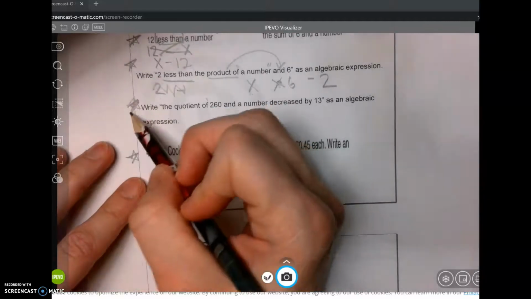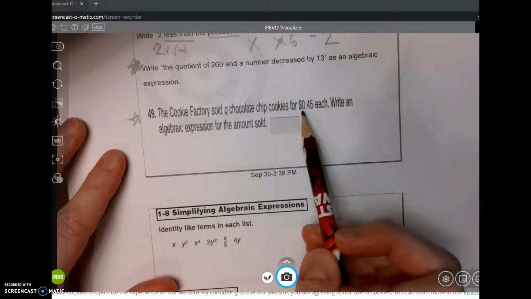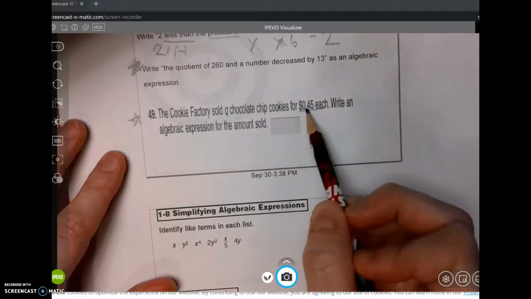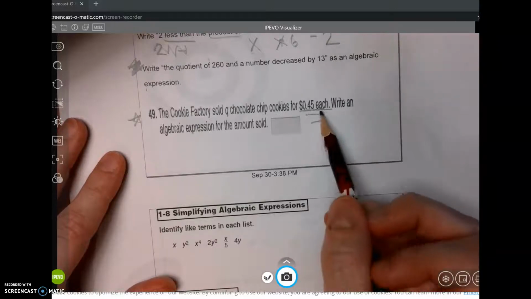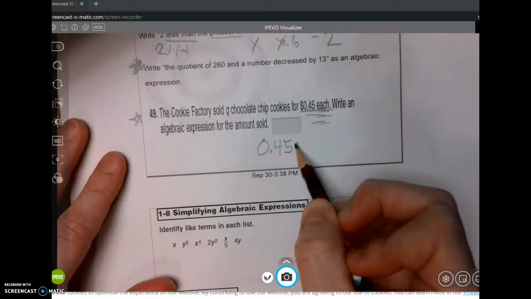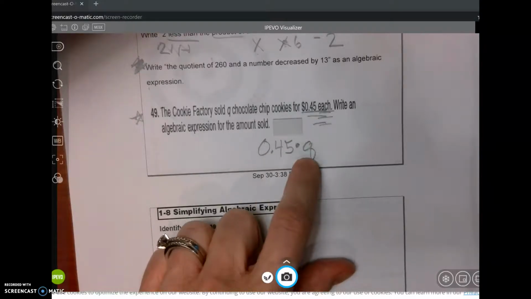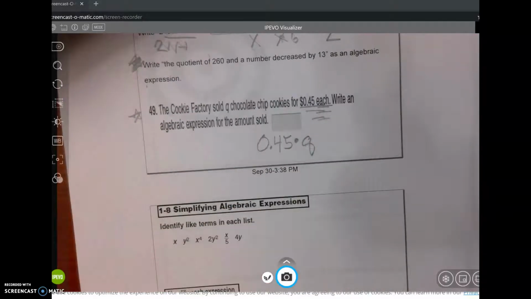Okay, I'm going to skip this one. Last one for 1-7. A cookie factory sold Q chocolate chip cookies for 45 cents each. Write an algebraic expression for the amount sold. So each in math, look at your list of words that we wrote in our notes, and each means multiply. So it is 45 cents times each cookie. So 0.45 times Q would be the algebraic expression. Each one is 45 cents, so it depends how many cookies you buy. If you buy 1 cookie, it'd be 45 cents. If you buy 2 cookies, it'd be 90 cents, etc.